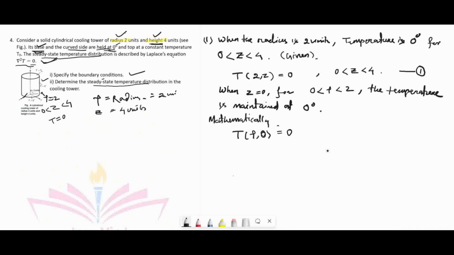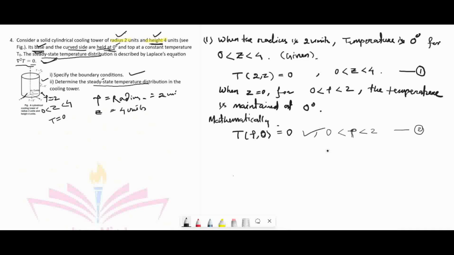What about it? T(rho, 0) is equal to 0, for 0 less than rho less than 2. Clear for that? That means for radius ranging from 0 to 2, when Z is equal to 0, temperature is 0. This is equation number 2.